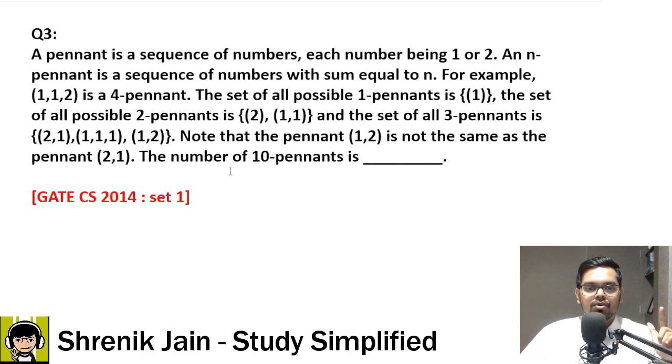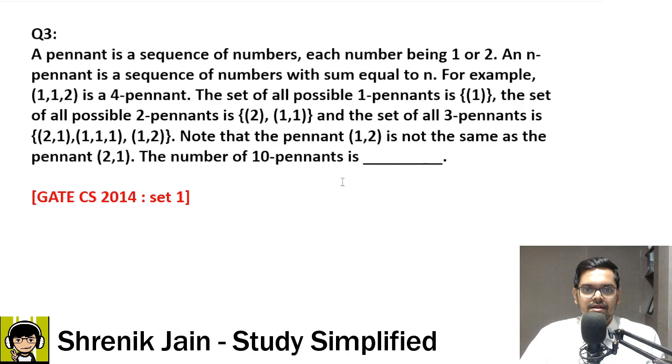If that is the scenario, the number of 10 pennants is dash. GATE CS 2014 set 1. Try this question by yourself, then look at my solution. I know a lot of students will say, sir, super easy question, I have analyzed the word problem. 1 pennant, 1 ordered pair, right? 2 pennant, 2 ordered pairs, and 3 pennant, we have 3 ordered pairs. So 10 pennant, 10 ordered pairs. Very good. That is the wrong answer.